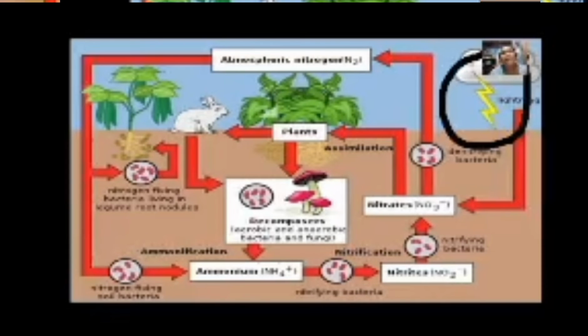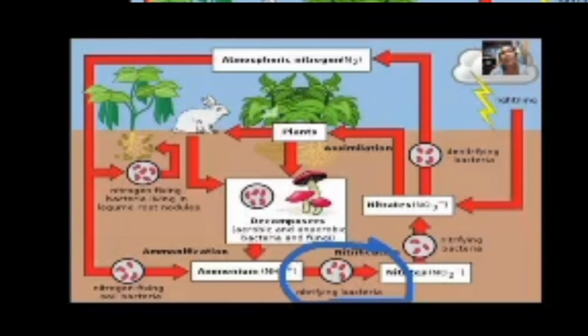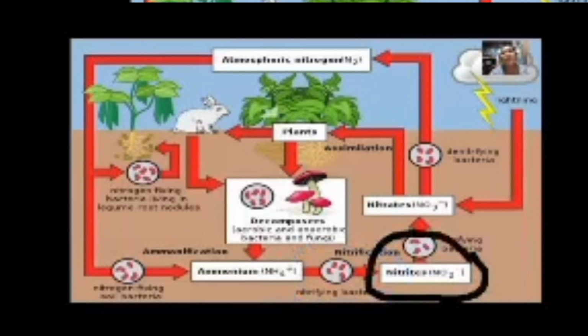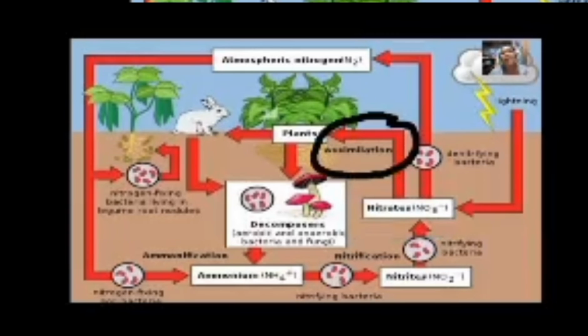Lightning in the atmosphere can also do this. Now, ammonium is toxic, so additional bacteria combine this ammonium with oxygen in a process called nitrification. At this point, the nitrogen is in the form called nitrite. Additional nitrifying bacteria convert nitrite to nitrate. At this point, plants can absorb this nitrogen in a process called assimilation.